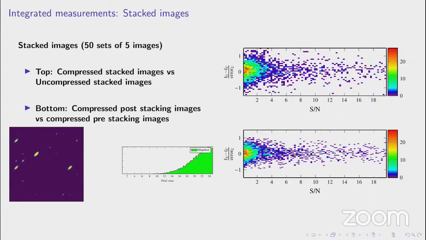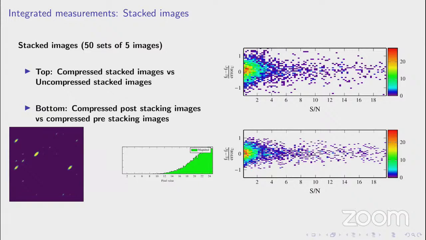So we are stacking some already compressed images, where if there is an effect on one of them, you are propagating the effect to the others. In this case, we have compared the compressed stacked images with the uncompressed, so no compression at all. And the effect is, once again, clearly visible.